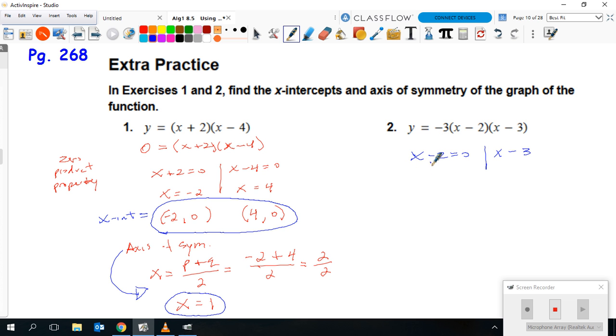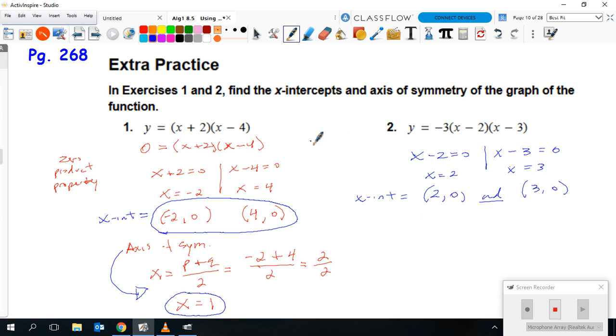This one's going to be x is equal to 2. And this one's going to be, I forgot my 0 there, x is going to equal 3. So your two x-intercepts should be written as an ordered pair, 2, comma 0, and this one would be 3, comma 0. So those are our x-intercepts here. I'll put a little and in between.